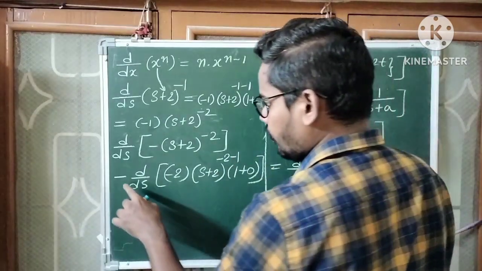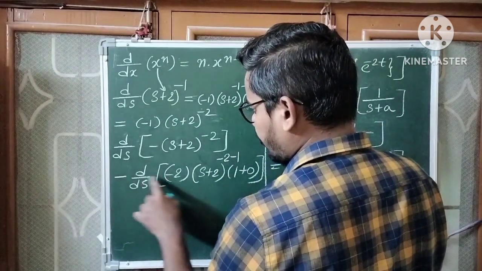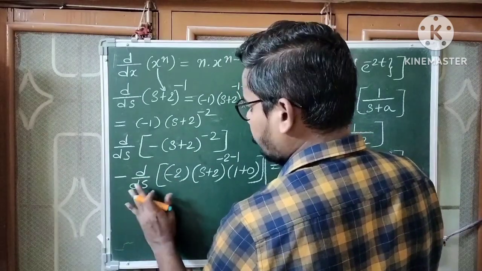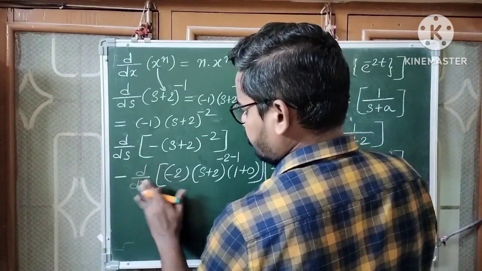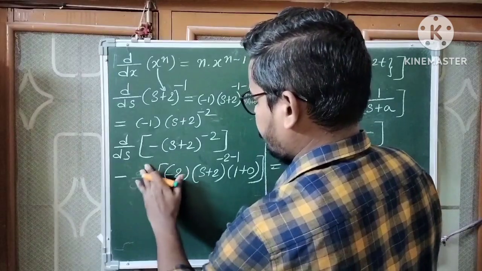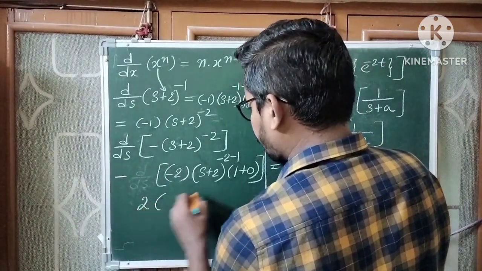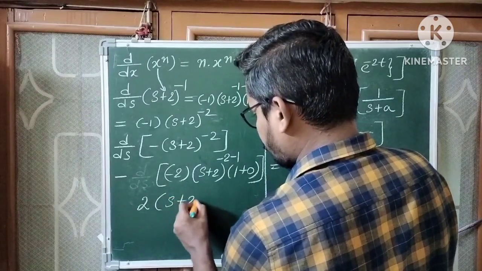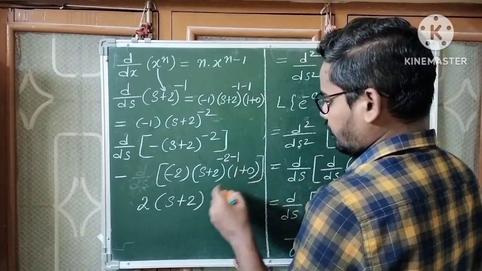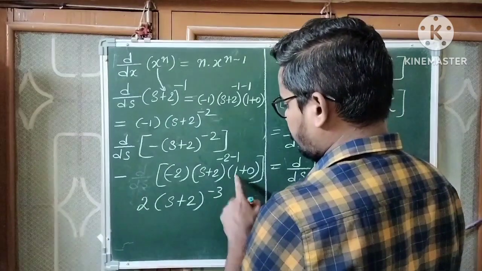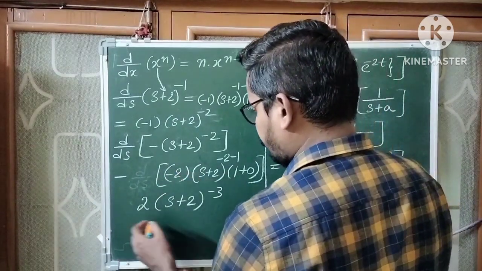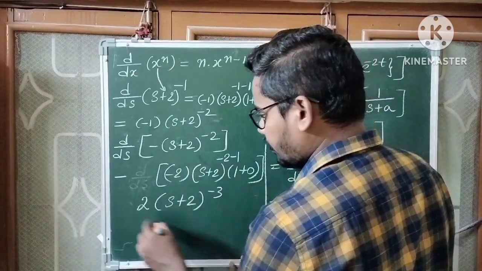Now minus into minus is plus. I think we already applied the derivative, we have to write d by ds. So minus into minus plus 2 into s plus 2 whole power minus 2 minus 1, which is minus 3. 1 plus 0 is 1, and 1 into anything gives the same because this is the multiplicative identity.